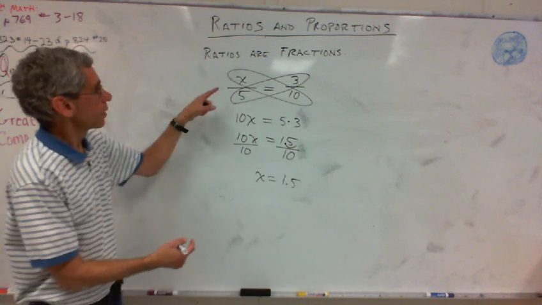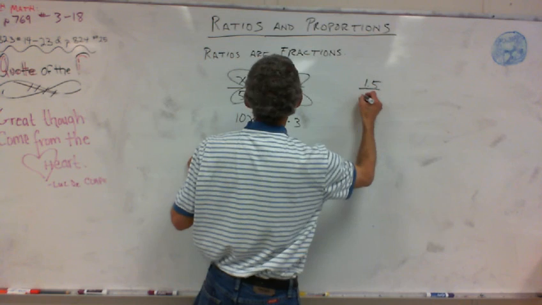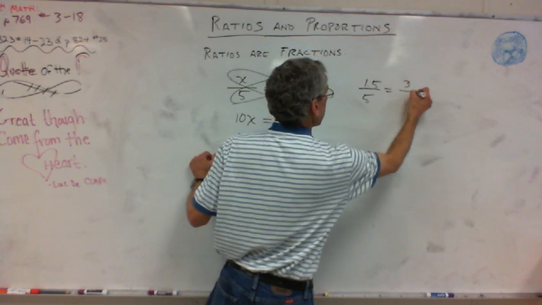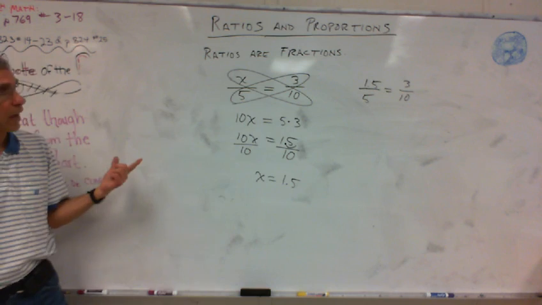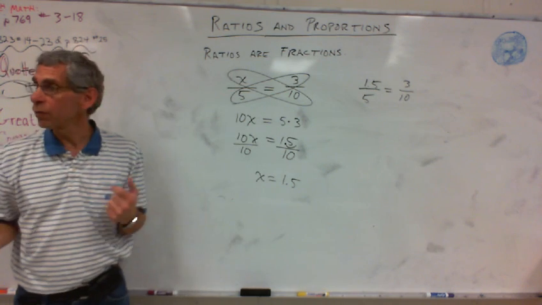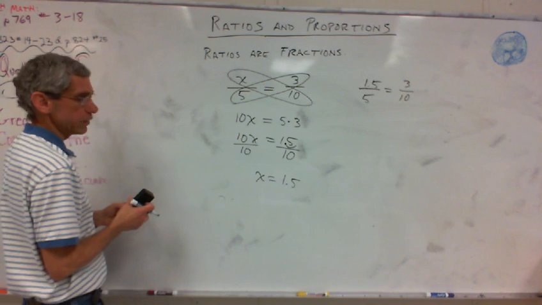So 1.5 over 5 is equal to 3 over 10. That is totally right. Okay? That's how you solve proportions. Now, sometimes though, you will see, can I erase this?